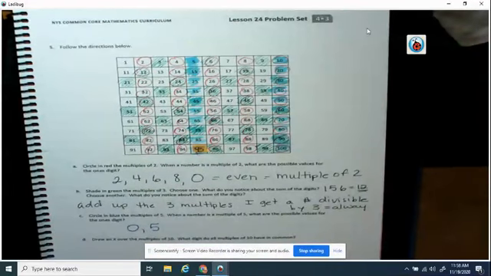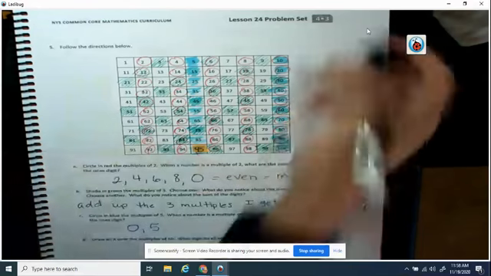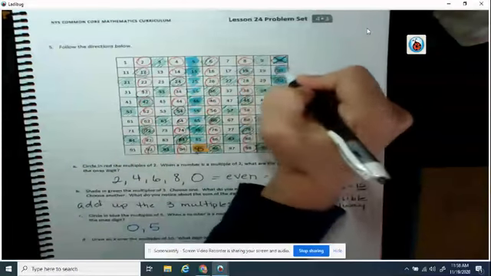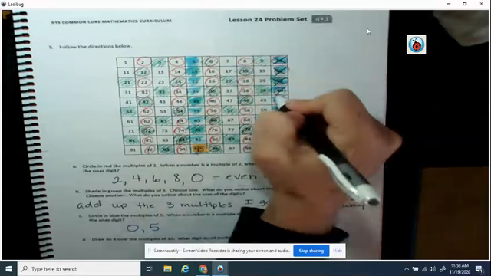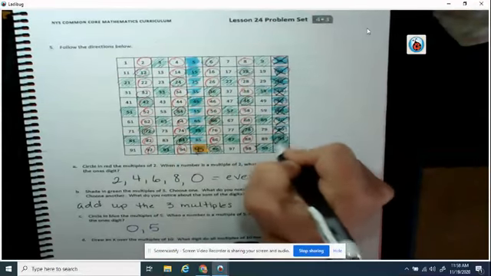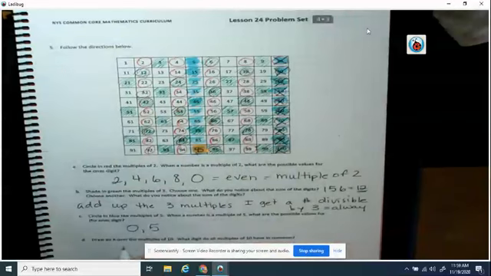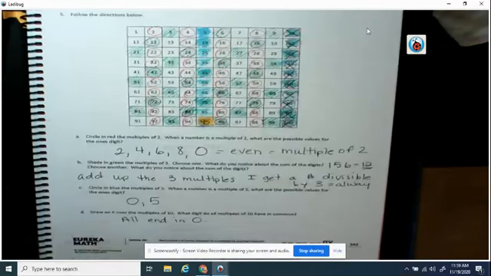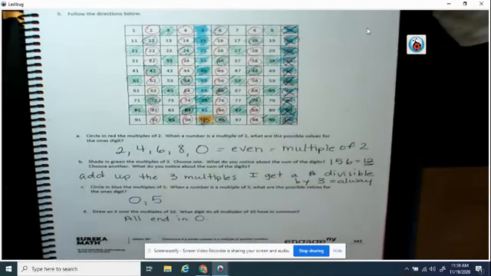Okay, now it says put an X over my 10s. So my 10s are all these down here. And my 10s always end in a 0. So they all end in 0 if it's a multiple of 10. All of them are going to end in a 0.